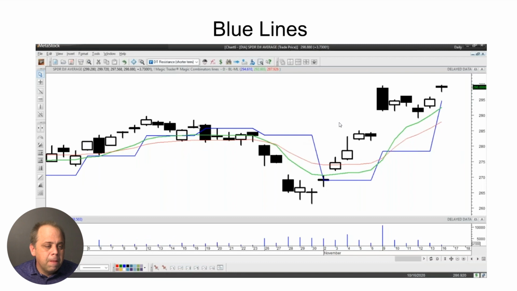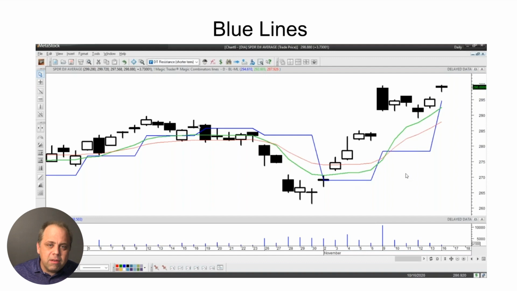Okay. The next ingredient, if you would, is the blue lines. The blue line that sits here on the chart moves up in either a stair-step pattern or moves down in a stair-step pattern. And you can see right now, it's been in that upward moving stair-step pattern. So you can see that.